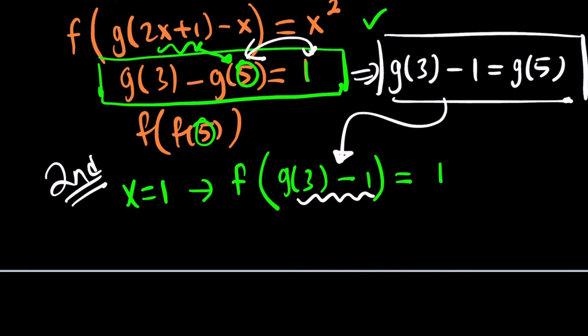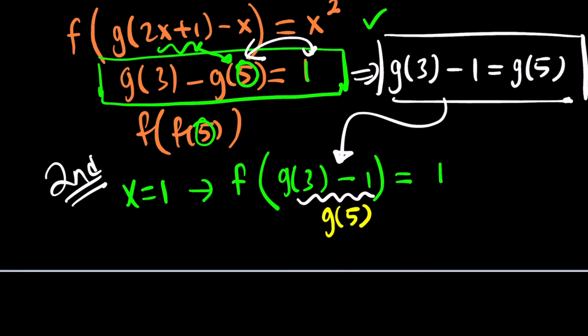Now, here's what we have so far. What should we do with that, right? So let's go ahead and see if we can use it. Plug it in. g of 3 minus 1 is g of 5, so this is g of 5, right? And from here, we get f of, oh, you know what?